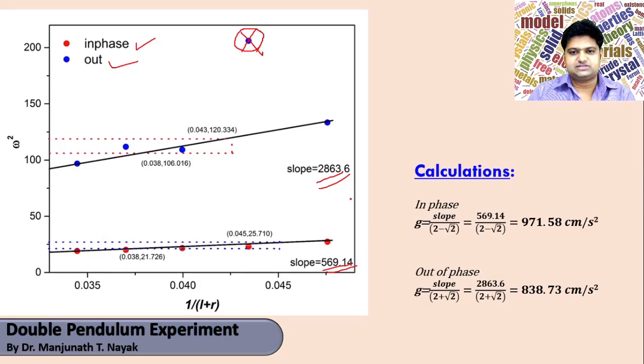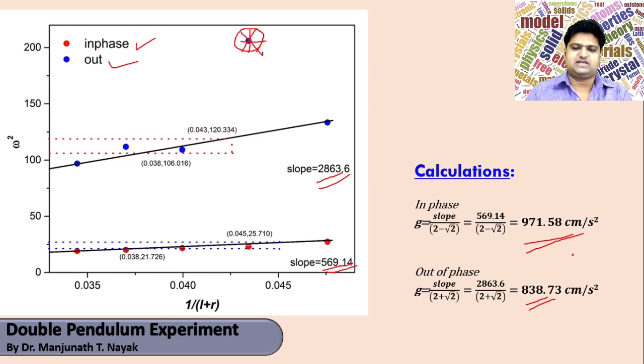Using that slope that I got here, I get 971, which is a very good reading, because 980 is what we were expecting. And the out of phase reading has gone a little bit off, it is 838. Maybe it is because of this point that has gone wrong, as you can see. Maybe because of this the error has come, which is 838, which is also okay, fine, no problem. So the readings have come quite good in phase and out of phase.